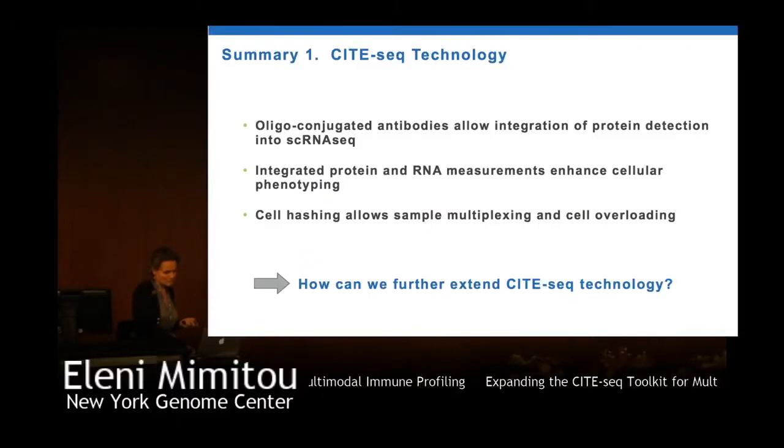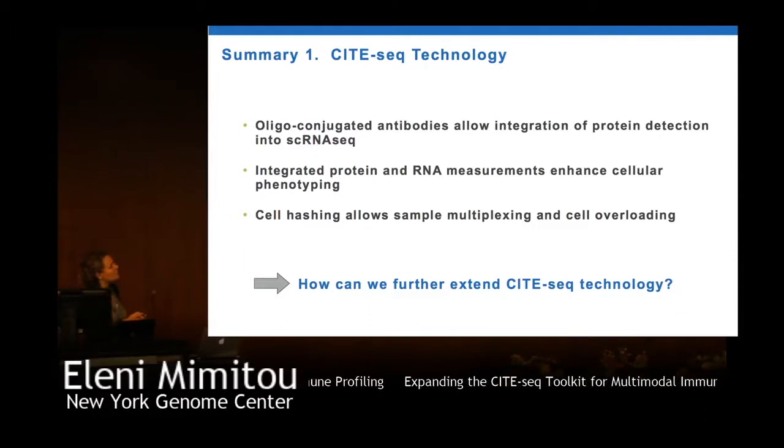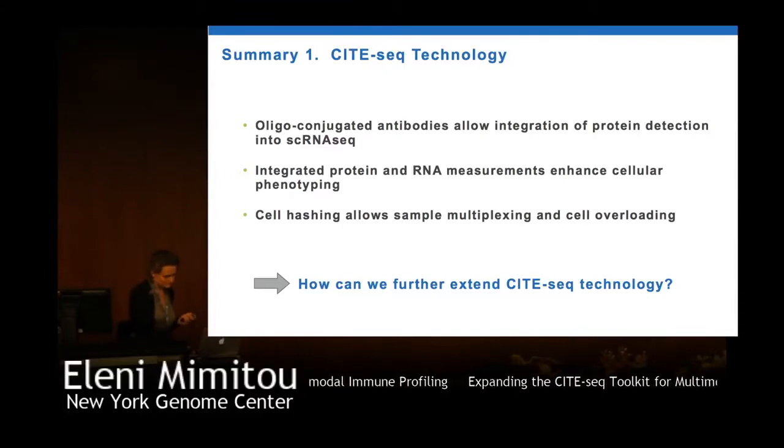So to summarize this part, oligo-conjugated antibodies allow integration of protein and RNA-seq. Integrated protein and RNA measurements enhance cellular phenotyping, and cell hashing allows sample multiplexing. And so my main focus when I joined the lab was how we can further extend CITE-seq technology.